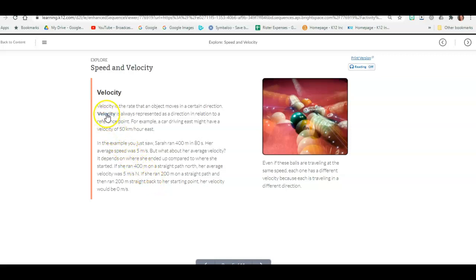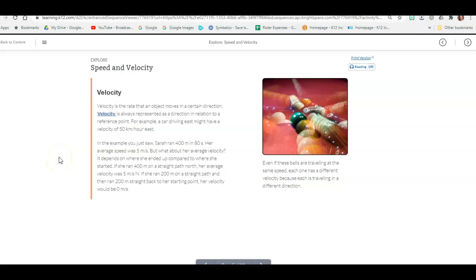Velocity, we know, is the rate at which an object moves in a certain direction. Velocity is always represented as a direction in relation to a reference point. For example, a car driving east might have a velocity of 50 kilometers per hour east. So you always need to see that directional point.